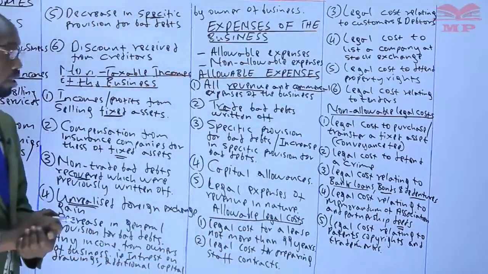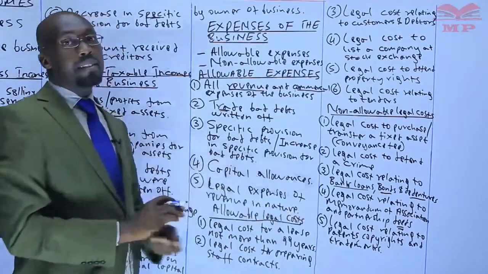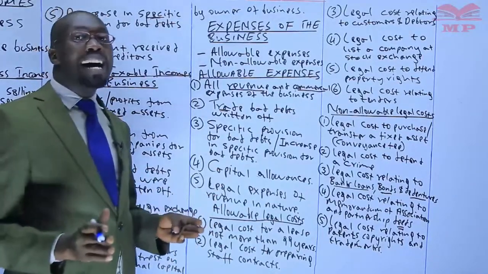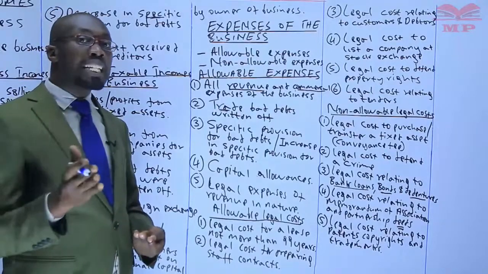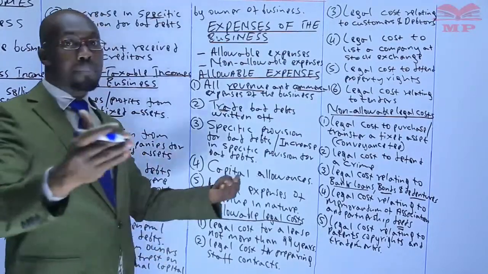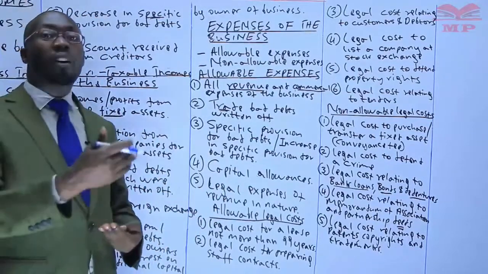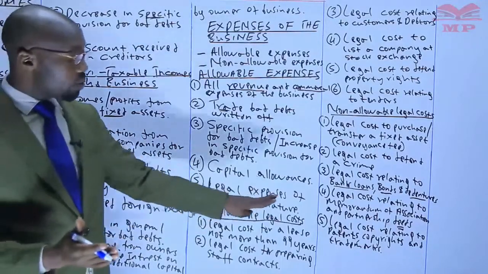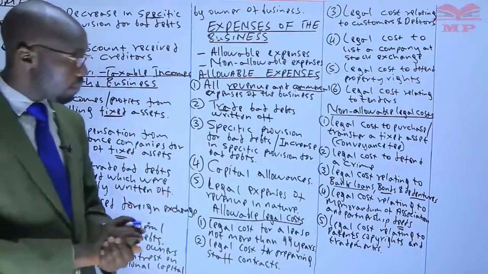Now, legal costs relating to patents, copyrights, and trademarks. In financial accounting, we used to consider them as intangible assets. Intangible assets used to be classified under fixed assets, long-term assets. So you can see the reason why we don't allow them, because they are long-term, capital, and not revenue. So legal costs you incur relating to those are usually not supposed to be allowable.